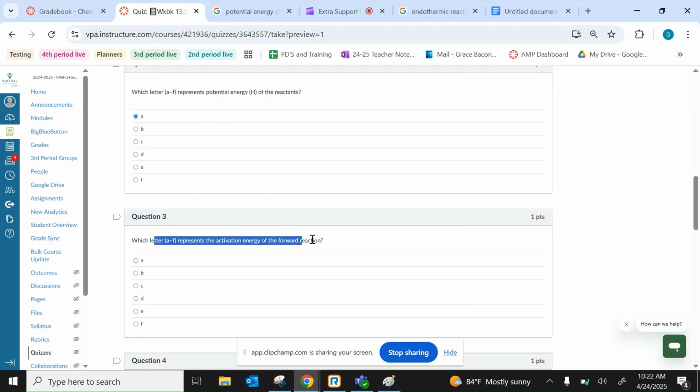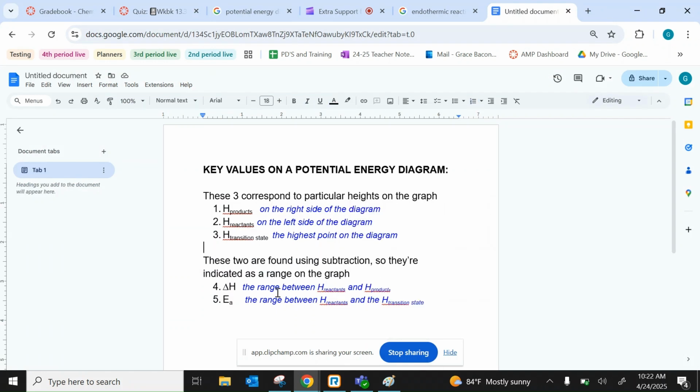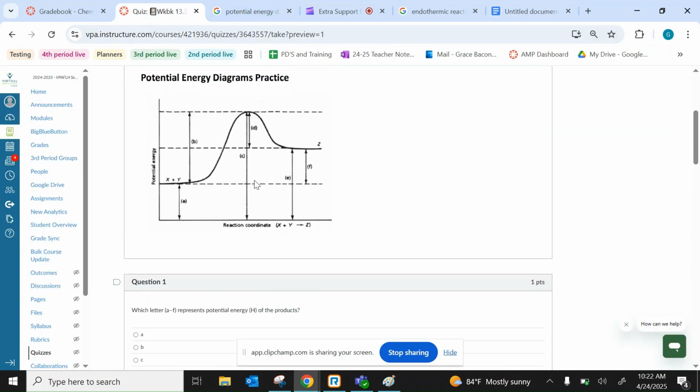Which letter A through F represents the activation energy of the forward reaction? Don't worry about forward. We'll talk more about forward and reverse reactions in our last unit. So the activation energy is the range between the reactants and the transition state. My reactants were down here, my transition state is up here. So my activation energy is going to be the difference between this highest point and this point where it says x plus y. So that's going to be B. B gives me that height from my reactants all the way up to my transition state.